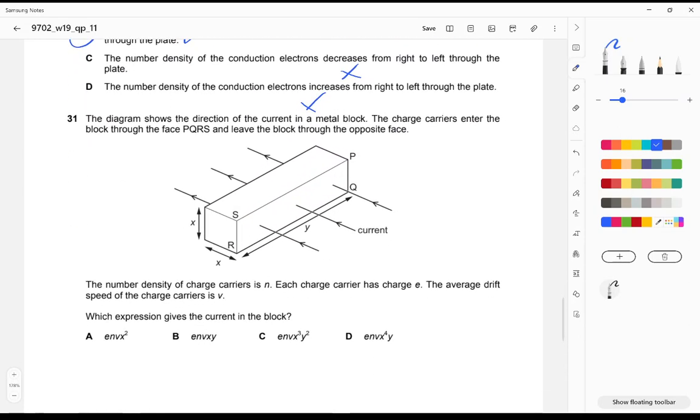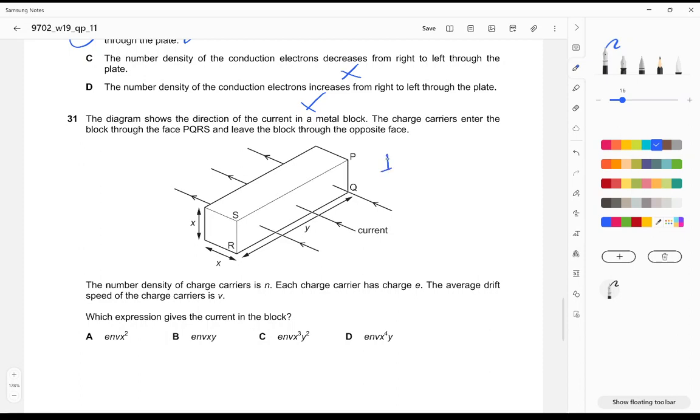The diagram shows the direction of the current in a metal block. The charge carriers enter the block through the face PQRS. The number density of charge carriers is n. Each charge carrier has a charge e. The average drift speed of the charge carriers is v. Which expression gives the current in the block?